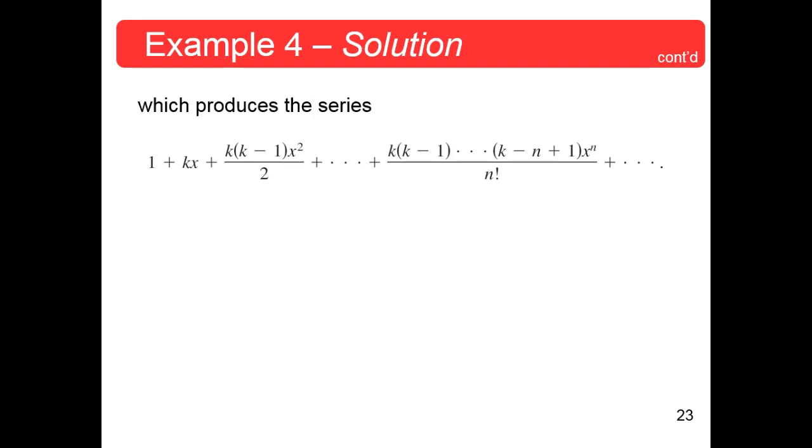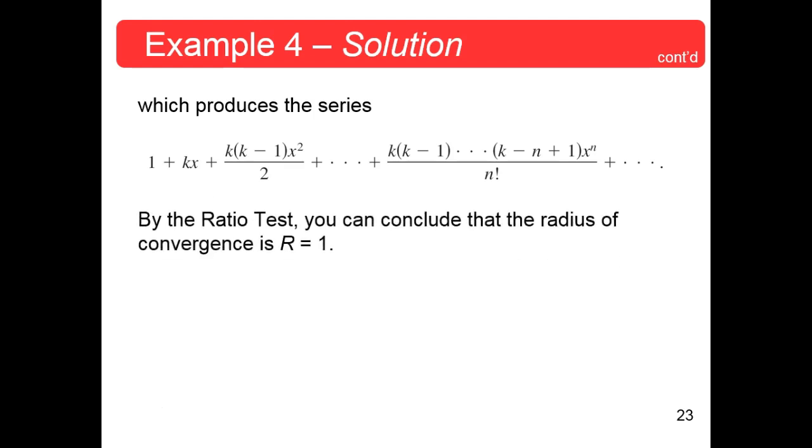Again, you wind up with this is just a finite number. It could be a pretty big number, sure, but it's a finite number, and then this is x to the n over n factorial, which always converges. Always converges. Okay? By the ratio test, you conclude that the radius of convergence R is equal to 1. Okay?